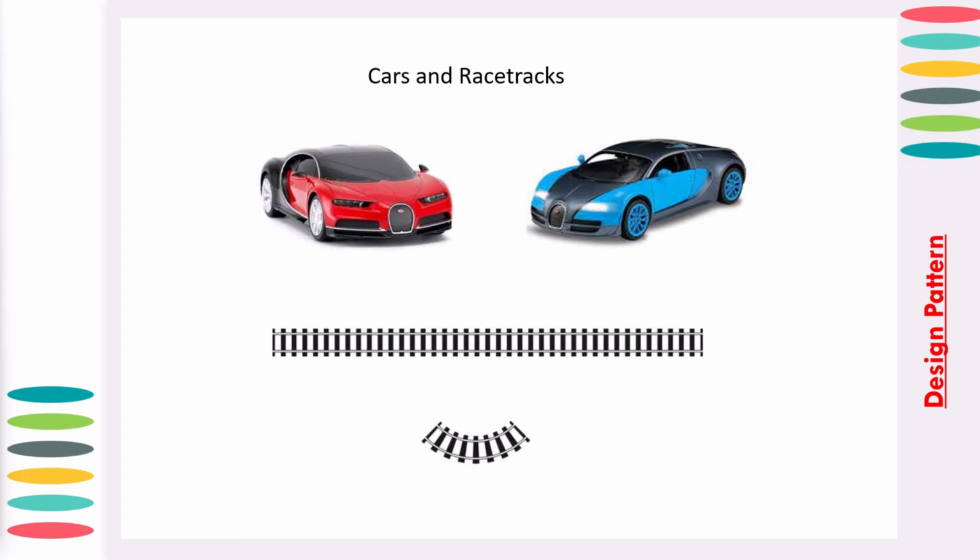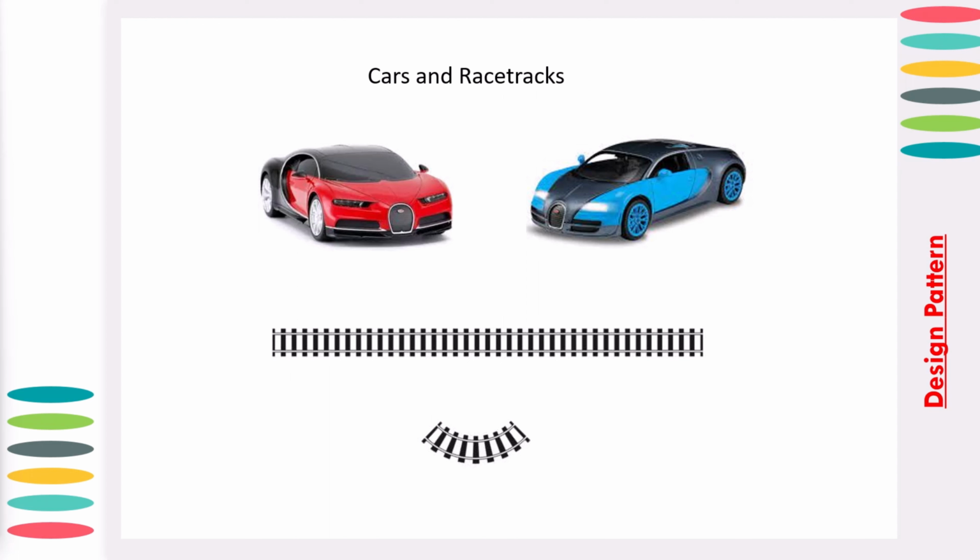Imagine you want to build a cars and race track. So you need some cars and some road pieces to create tracks, right? Each car has a unique design and each road piece is made in a different way. To make sure everything fits together, you need to choose the right combination of cars and road pieces. So here comes the abstract factory pattern.